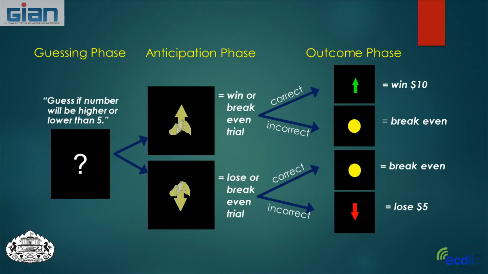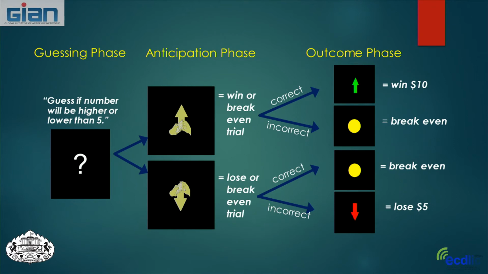Okay, so the guessing phase is on the far left. They see this question mark, and then the instruction again: guess if the number is going to be higher or lower than 5. They make their guess, and then you follow the arrow up and they see the shuffling hand going up. Then they know that if they guess correctly, they're going to win $10. If they guessed incorrectly, they're going to break even. So they see this hand, they're waiting, they see what the actual number was, and if it was a correct guess, again, they win $10. If it was an incorrect guess, they just break even.